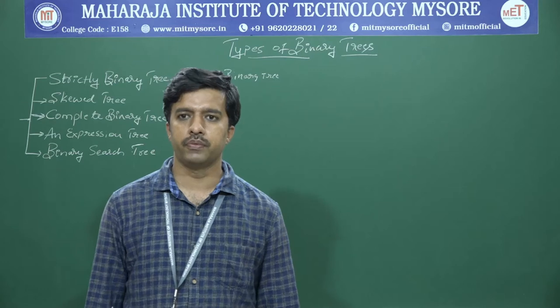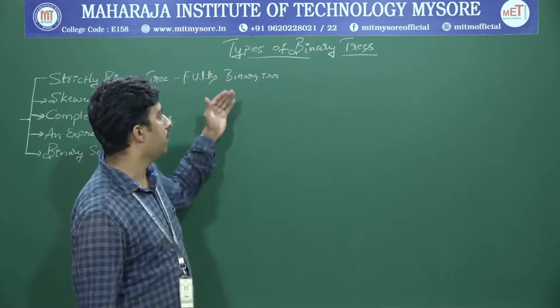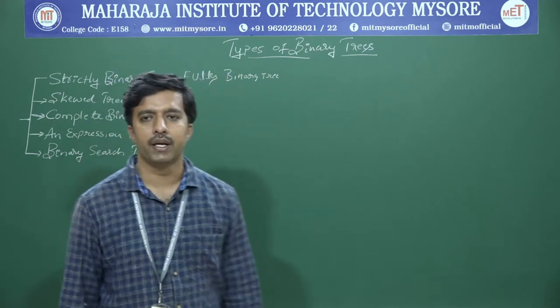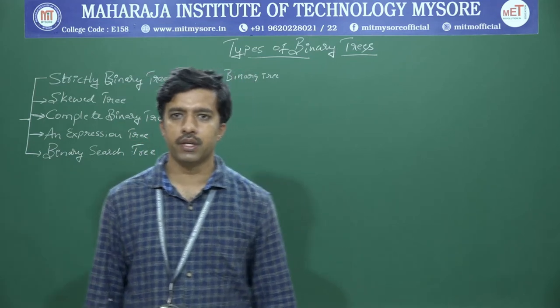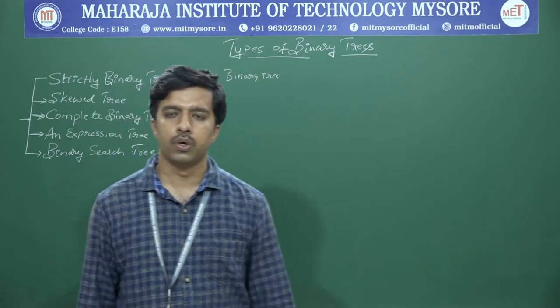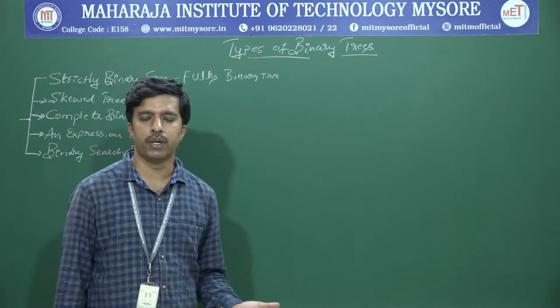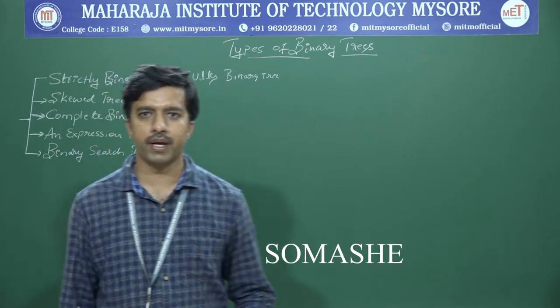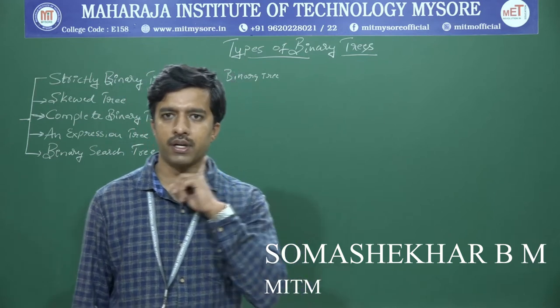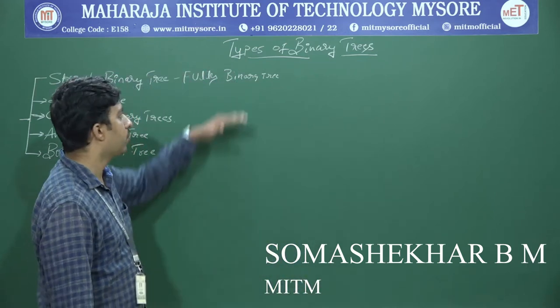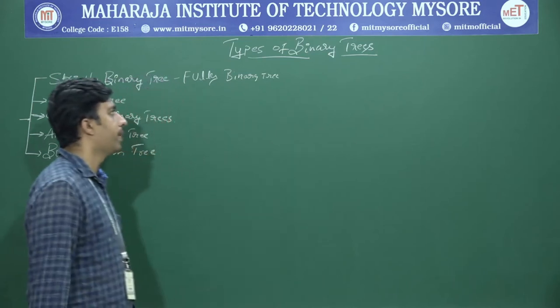Today we are going to discuss the different types of binary trees. Binary in the sense each node consists of a maximum of 2 children. The relationships between siblings, node, and parent-child were discussed in the previous class. Now today we are going to discuss the types of binary tree.